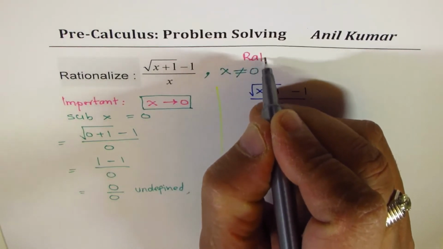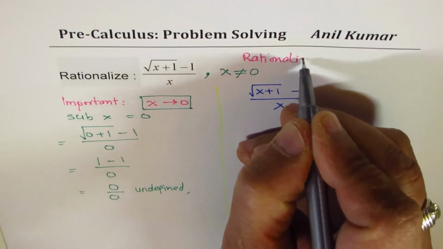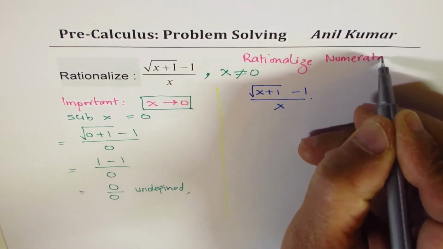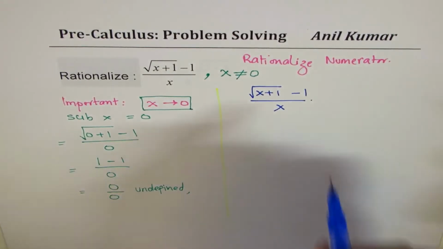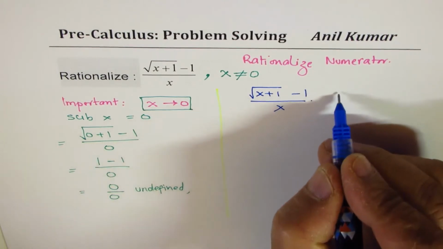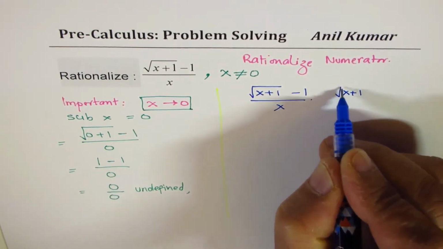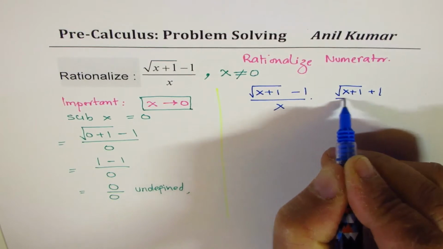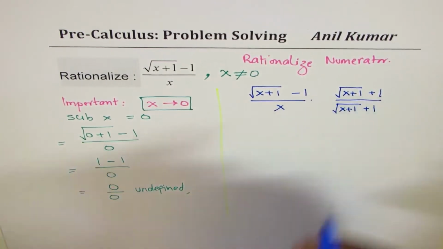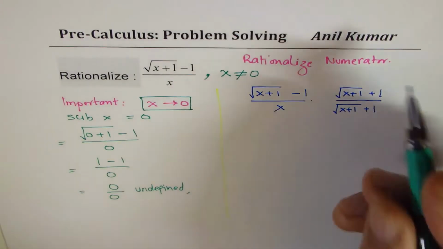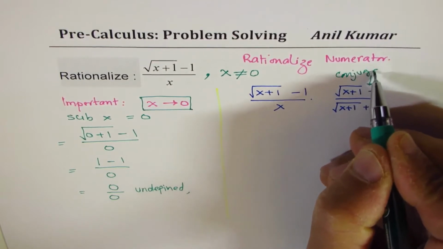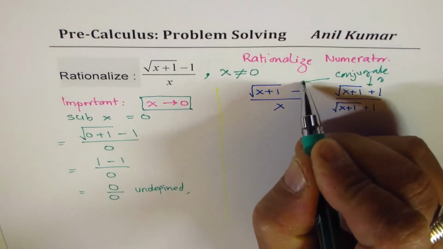We'll rationalize the numerator. That means I have to multiply and divide by its conjugate. Conjugate means I have to change the sign. So that is square root of x plus 1 plus 1, divided by square root of x plus 1 plus 1, right? So that is the conjugate. Do you see that? So this term is the conjugate of this term. Do you see that?